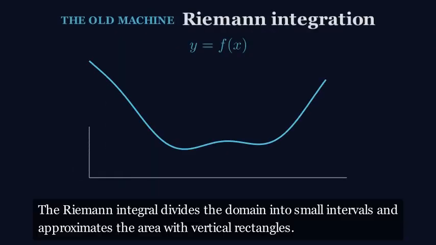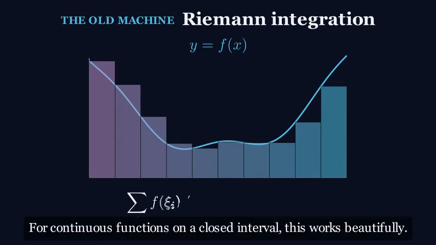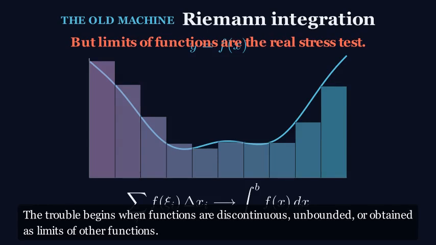The Riemann integral divides the domain into small intervals and approximates the area with vertical rectangles. Make the partition finer, control the upper and lower sums, and hope they meet at the same number. For continuous functions on a closed interval, this works beautifully. The trouble begins when functions are discontinuous, unbounded, or obtained as limits of other functions.